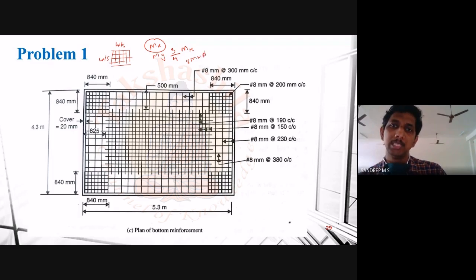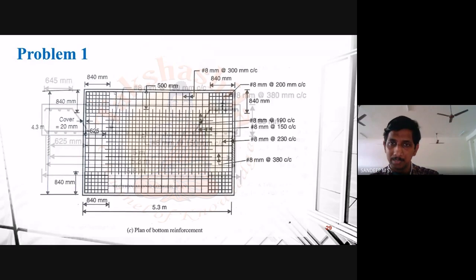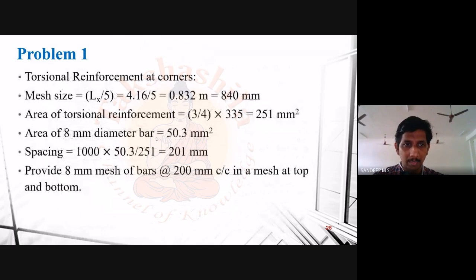Then you just find out, say, this will give you an AST for this torsion. You assume a diameter for your bar. Then you find out at how much spacing we have to provide this 8 mm 5 bars, so that we will be getting this AST, as we usually calculate in the case of slabs, and provide this mesh. So basically this spacing will be the spacing that you obtain from that. So that is what we are doing here.